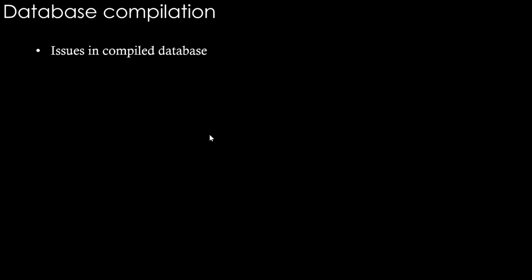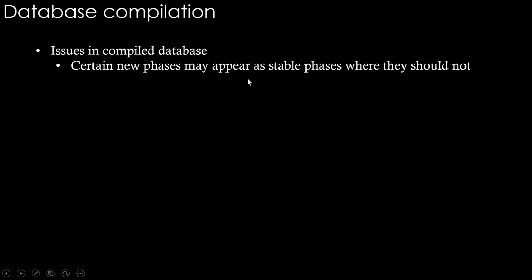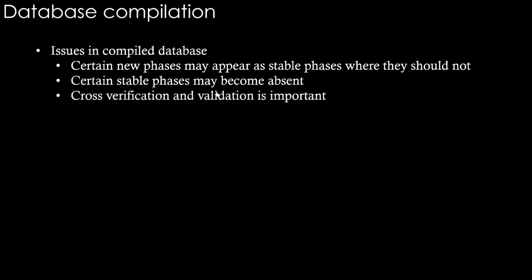In the compiled databases, there can be issues. Certain new phases may appear as stable phases where they should not; once you plot the phase diagram, you will know. And certain stable phases may also become absent. These kinds of issues can pop up, so cross verification and validation is important. Even experimental validation can be done at a higher order: a few experimental data points can be chosen and verified.